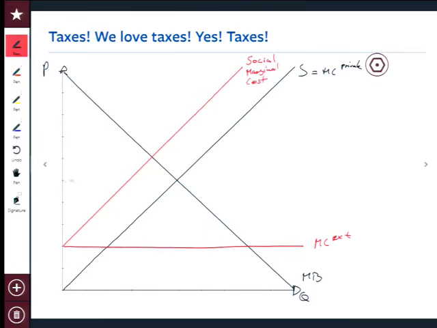So we know that firms left alone will produce here, Q star, P star, but we want them to produce right here.